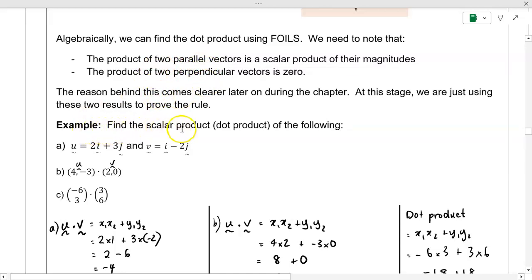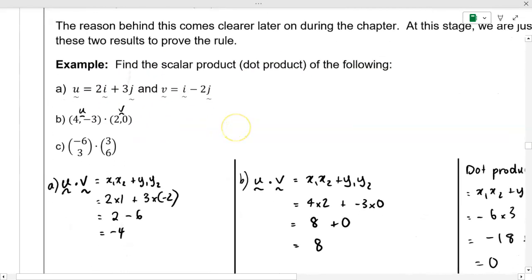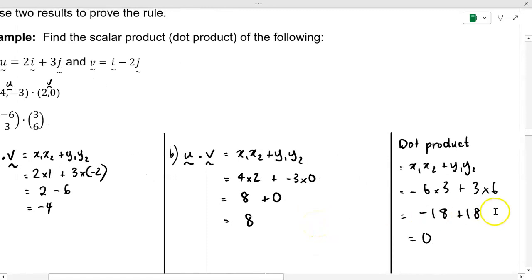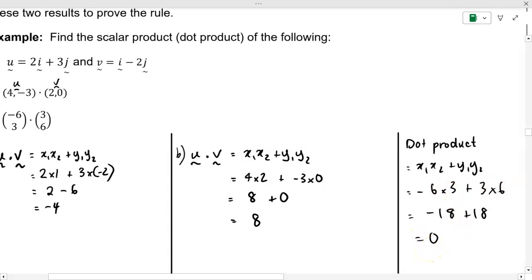Right now we want to go and find the scalar product or the dot product of the following sets of vectors. So A, we've got two vectors u and v, 2i plus 3j, i minus 2j. So to find the dot product, we're going to multiply our x's, which are 2 and 1, multiply our y components, which are 3 and minus 2. Add those together, we get minus 4. Similarly, with the other two, we're finding the dot product of those two, 4 times 2 plus minus 3 times 0, and we get 8. And lucky last, the same for the last one. Multiplying our x's, multiplying our y's, and adding them. In this case, we get 0.